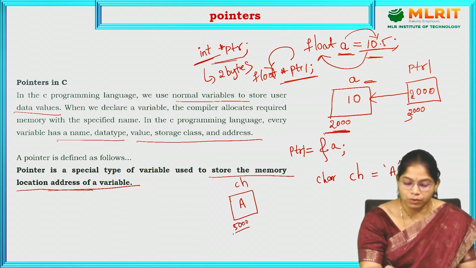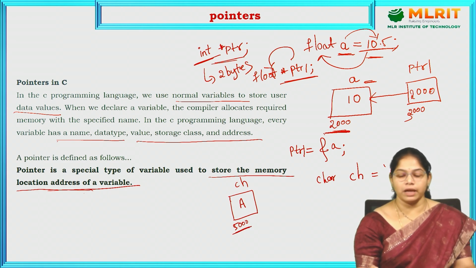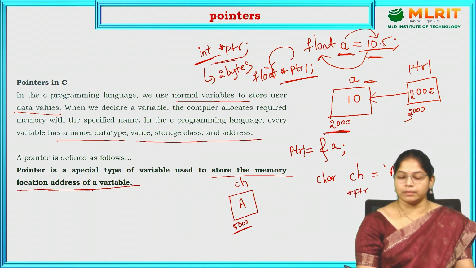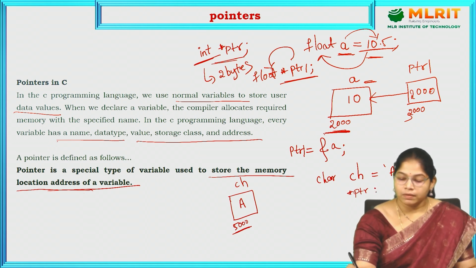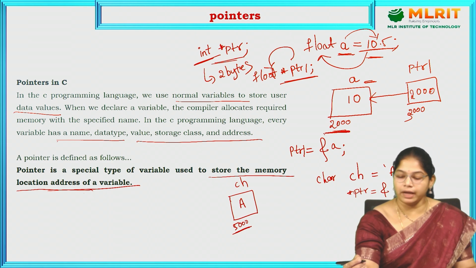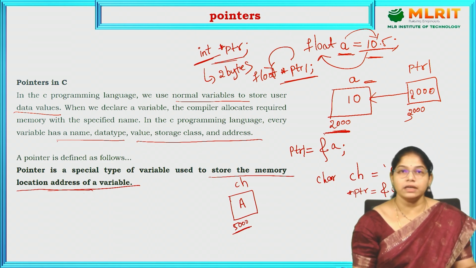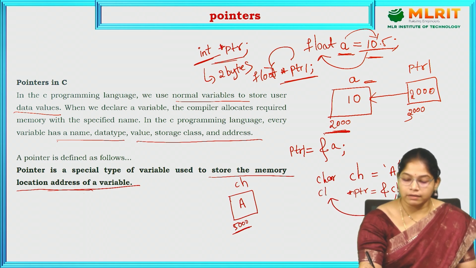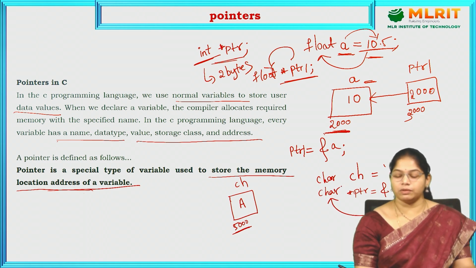If I want to store this address, then we have to declare a pointer. So suppose here I am declaring a pointer. How to declare a pointer? The pointer name must be prefixed with an asterisk. A pointer can hold the address of another variable ch, but this must also be a character type. So char ptr.